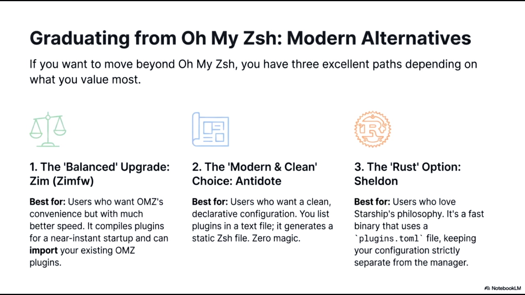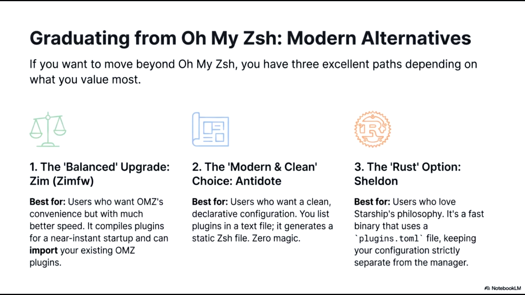Finally, we have Sheldon, the Rust option. If you appreciate the philosophy of tools like Starship, Sheldon is a perfect fit. As a fast binary, it uses a plugins.toml file to manage your environment, ensuring your configuration remains strictly separate from the manager itself. Regardless of your choice, each of these tools offers a significant performance boost over a traditional Oh My ZSH installation.